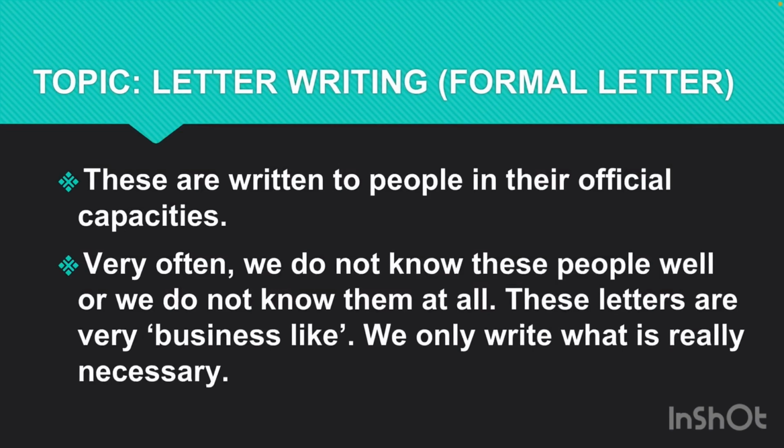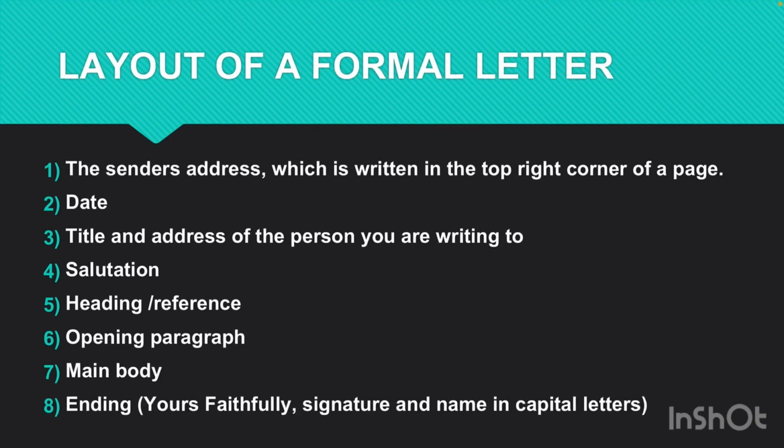A formal letter. Now, what is the layout of a formal letter? It's a bit similar to the informal letter or the semi-formal letter. So the first thing that you write is the sender's address. Sender's address must be written on the top right. Then after the sender's address, you skip a line, approximately a line. Then you write the date. The date must be in straight line with the first letter of the first line in the address. Just like we did for the informal letter and the semi-formal letter.